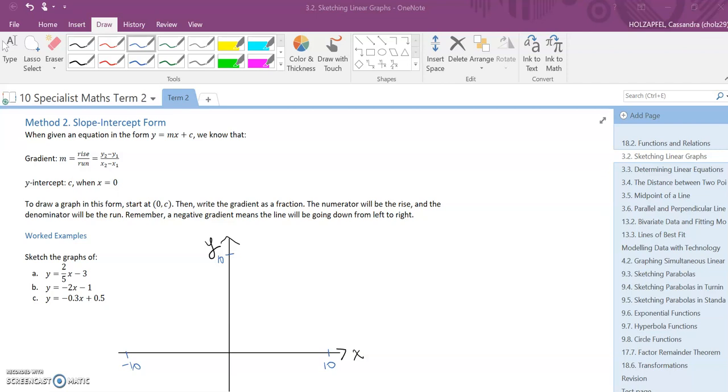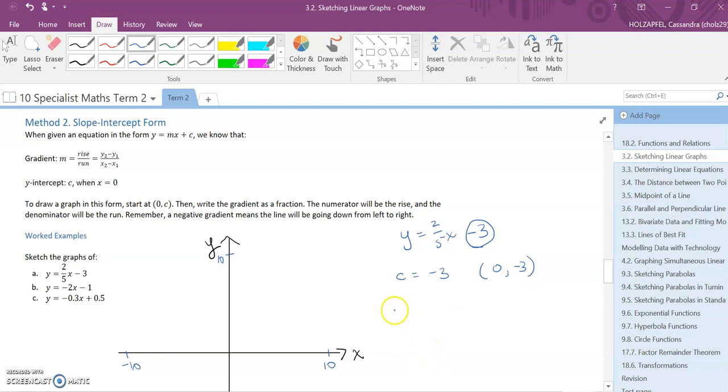So what we're going to do, we've got three graphs here. The first graph that we have is the graph of y is equal to 2/5 x minus 3. So let's write this out. y is equal to 2 over 5 x minus 3. We should already know, since this is our value c, this is going to be our starting point, in other words, our y-intercept. So we can write that as when x is equal to 0, y is equal to -3.